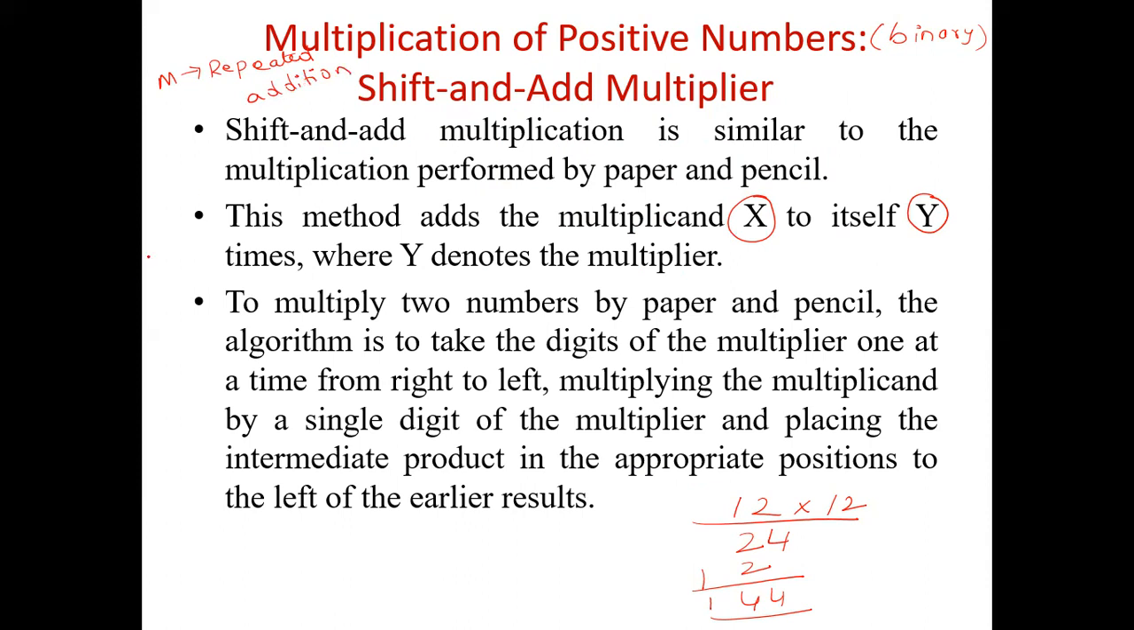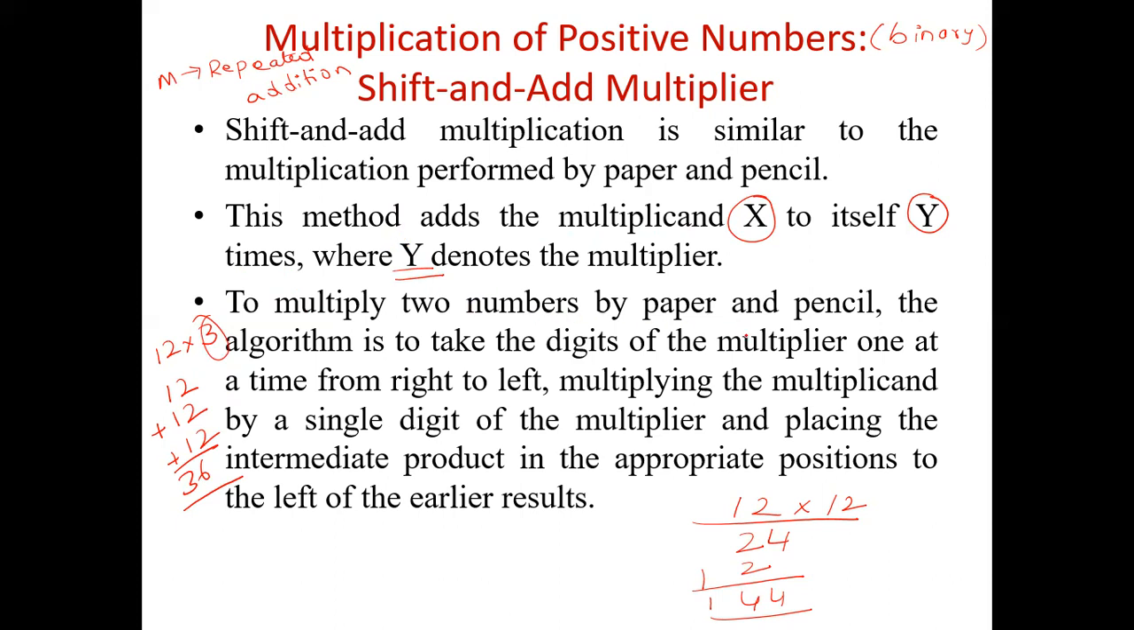So repeated addition. For example, 12 into 3. The meaning is 12 should be added 3 times and you will get the answer. So that's why they have given here the method: add the multiplicand x to itself y times. Itself in the sense the same thing, as many number of times, 3 times, where y denotes the multiplier.